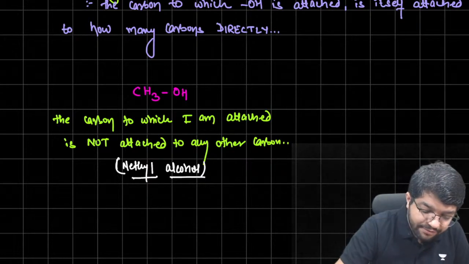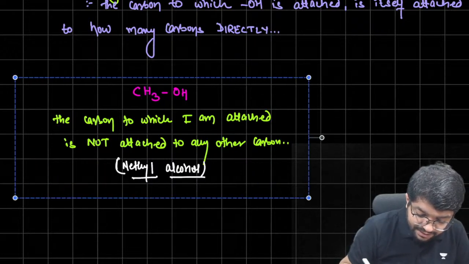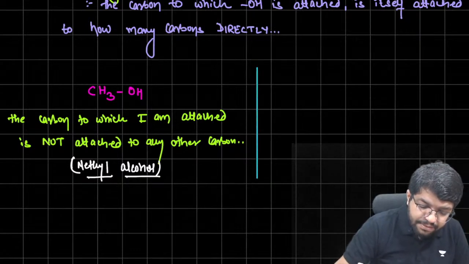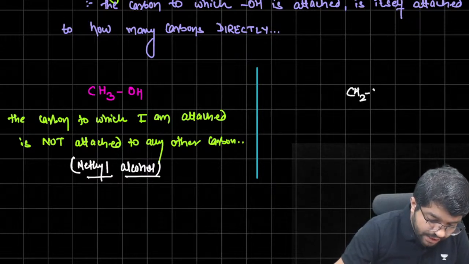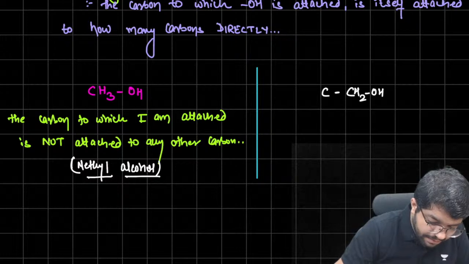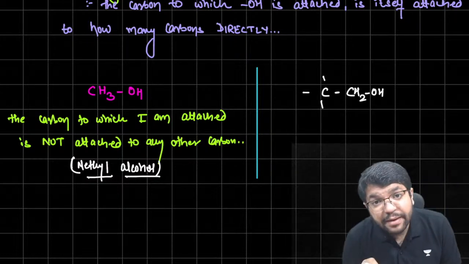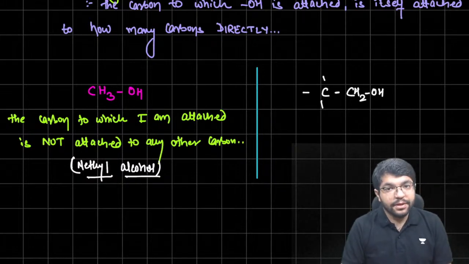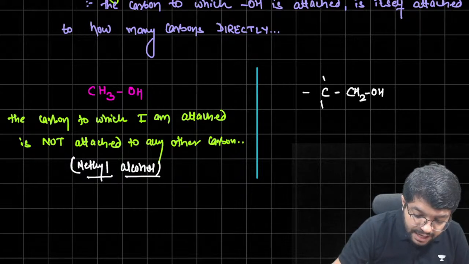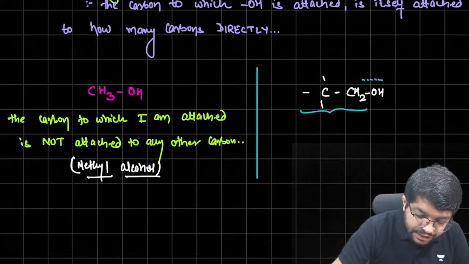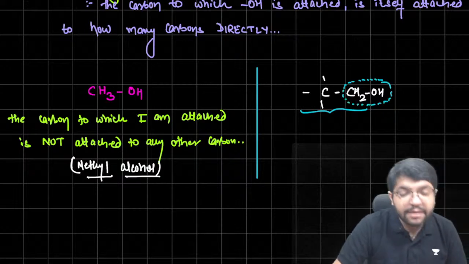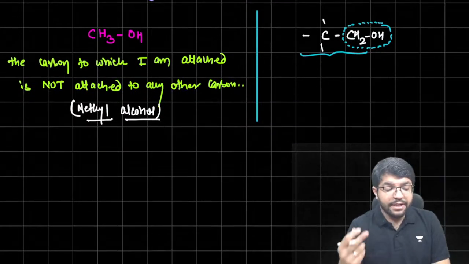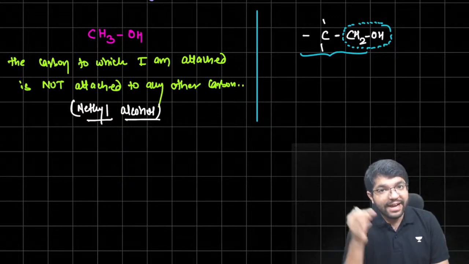However, if I give you another example, with the next carbon, say it's CH2OH, and I am connected to one more carbon. Now this carbon could be connected to n number of carbons. Does it matter? It doesn't matter. What I want to say here is the carbon to which I am attached is directly attached to how many carbons? One carbon. It is important to understand right away; this will add a lot of value once you move forward.